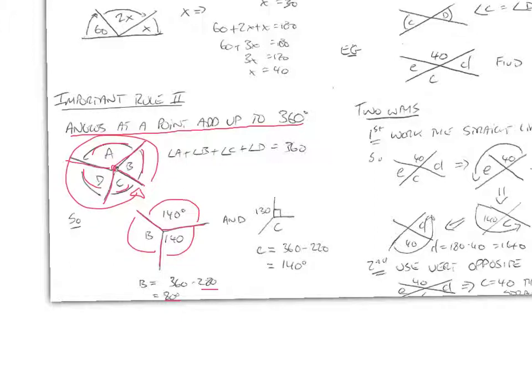And again here, I have three lines. This line is at 90 degrees, this is 130 degrees, and we've C. So C must be equal to 360 minus 90 plus 130, which is 220. C is equal to 140 degrees.